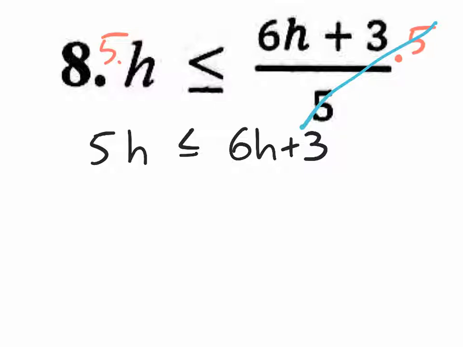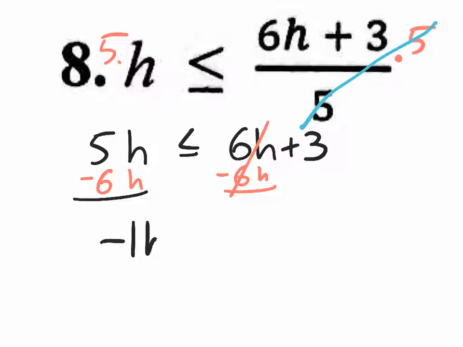See, nice and easy. So what would you do next to get h by itself on one side? We still have it on both sides. Minus 6h. I would get rid of the 6h and move it to the left side. Even though it'll give me a negative, that's fine. Subtract 6h. Subtract 6h. That way we now only have negative 1h on the left side, less than or equal to positive 3 on the other side.